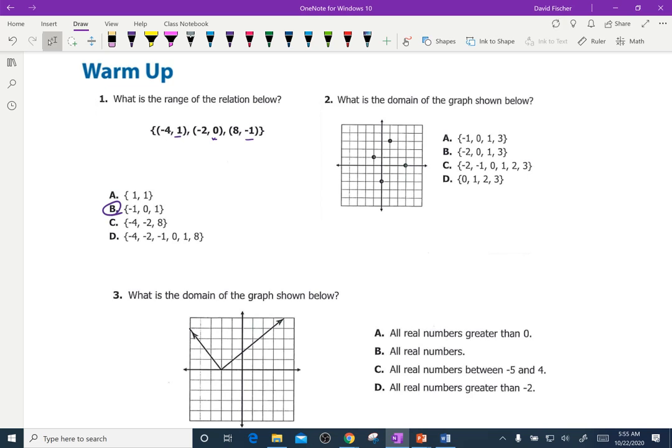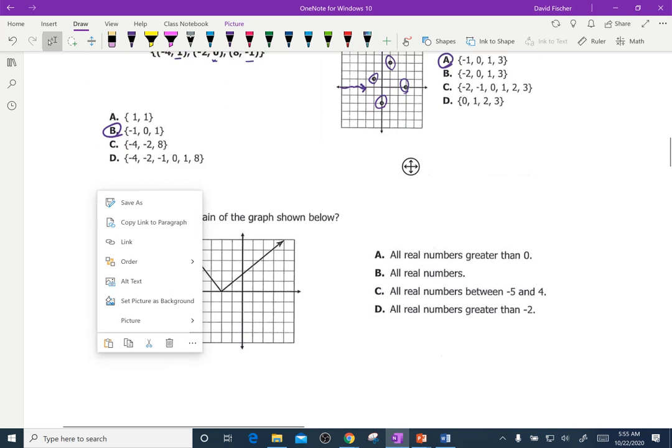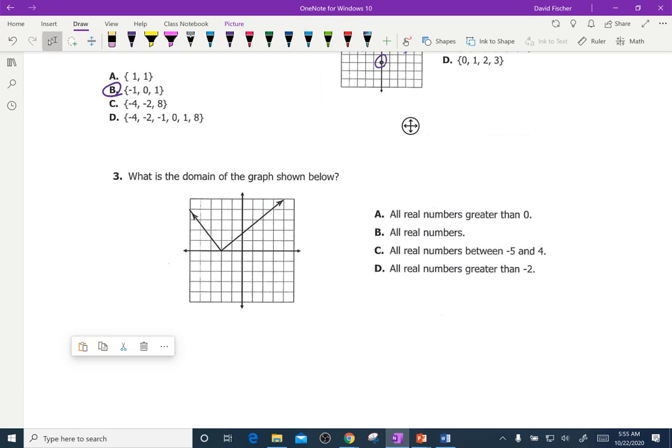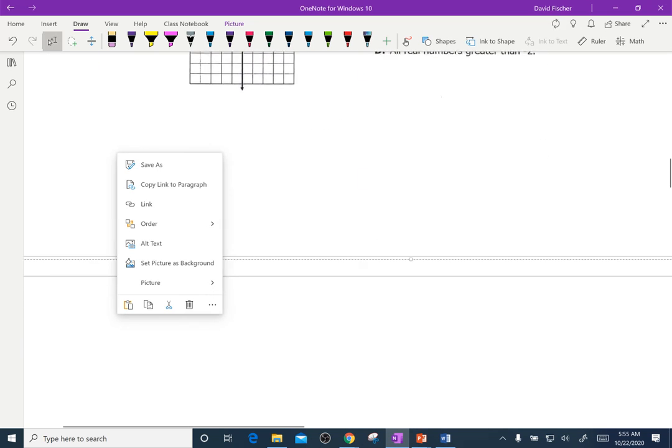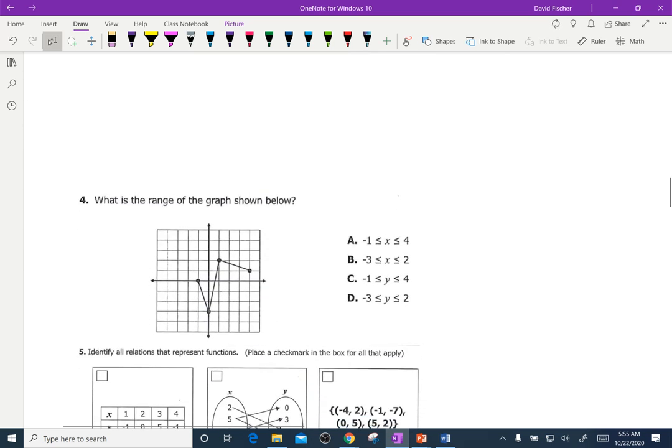Domain means x's, and as I go across, I like to go from least to greatest. My x values are -1, then 0, then 1, and then 3. So I'm an A on that one. Domain means my x's. No matter where I go on this graph, because there are arrows, it goes forever, so it will be all real numbers. That's how fast these should go.